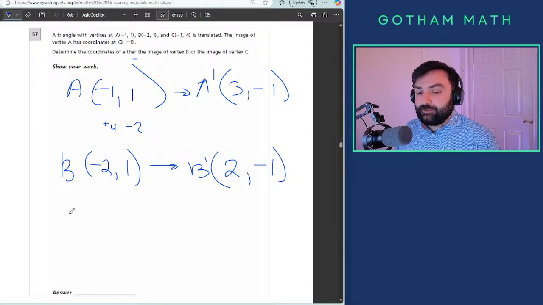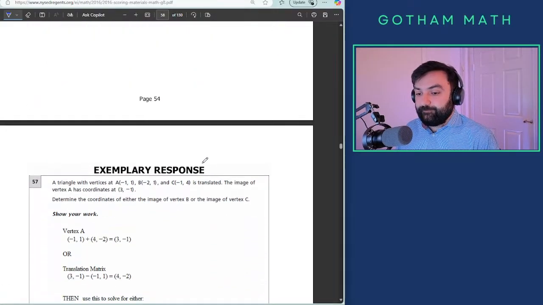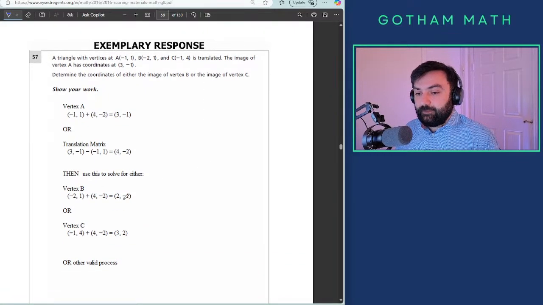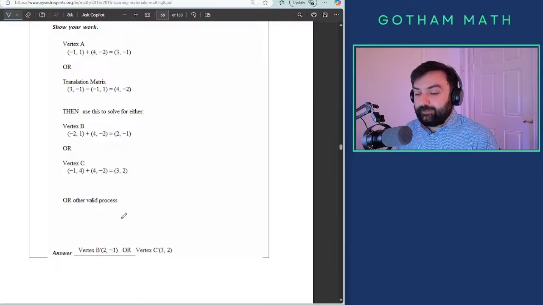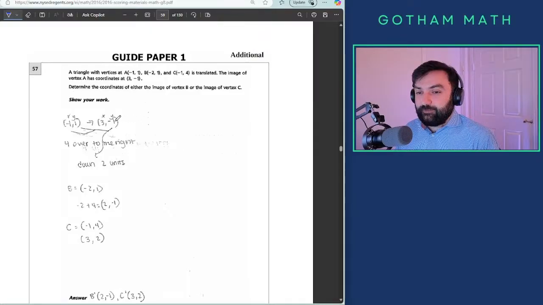All right, C is -1, 4. So I have to again perform plus 4 and -2. Plus 4 will give me 3, -2 will give me 2. Those are the answers, 2, -1, and 3, 2. Now let's see the answers. 2, -1, 3, 2. So we made sure we got it right. That's good.